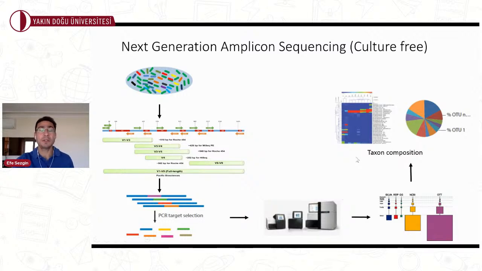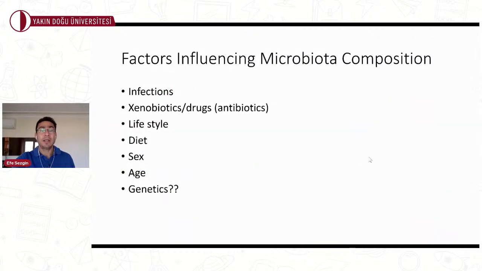This has really revolutionized microbiome research. Given this revolution using next-gen sequencing and all these experimental approaches, a number of factors have been identified that seem to influence the microbiota composition. The major ones are infections, as you can imagine. You can get diarrhea, for example, from food poisoning. Clearly drugs, which we call xenobiotics; for example, antibiotics can alter your microbiota. But lifestyle, diet, and sex also have an influence.